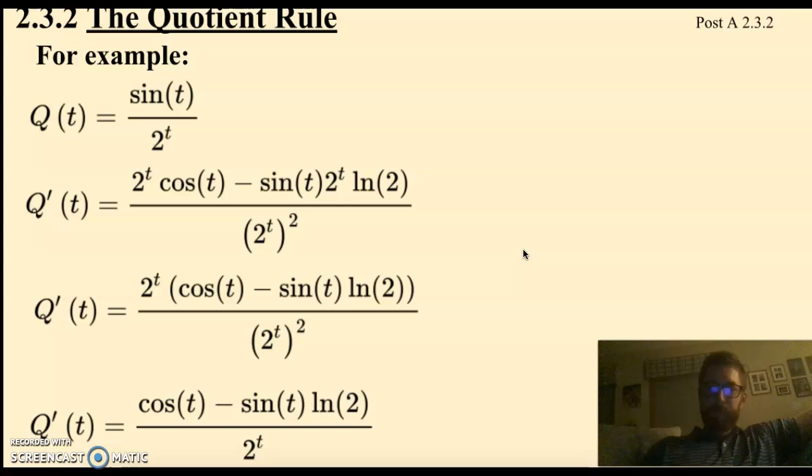And that's it. Low d high minus high d low over low squared, and you're good to go.